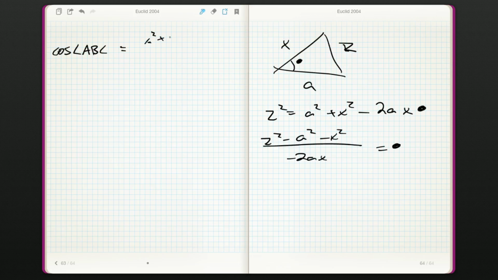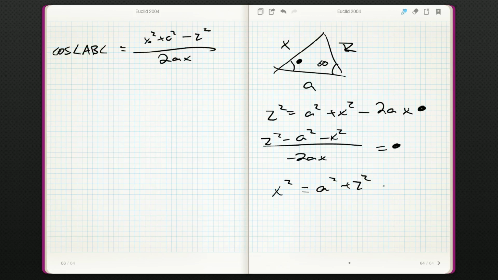Or x squared plus a squared minus z squared. Get rid of the minus sign from the get-go. Okay, so that was fine. And then we had the 60 over here. So x squared was a squared plus z squared minus az. So I'll plug that in, so we'll get a squared plus a squared. Sorry, a squared plus z squared.